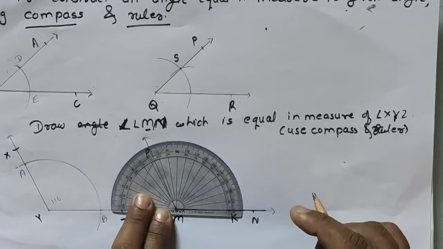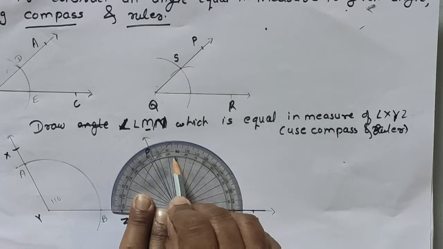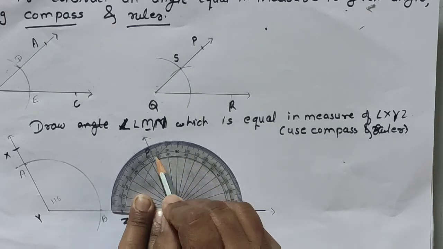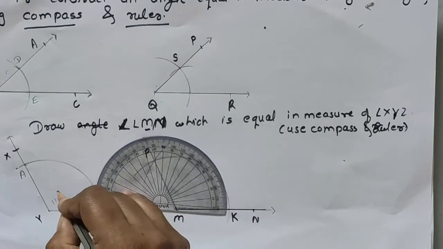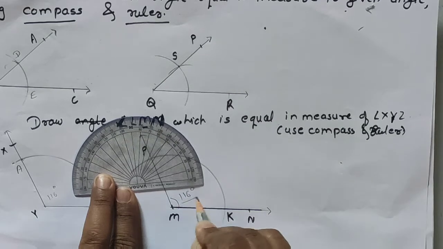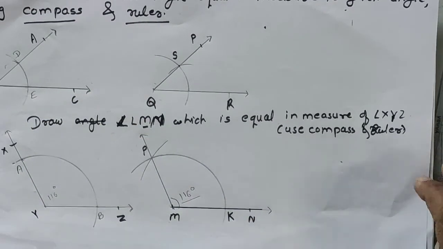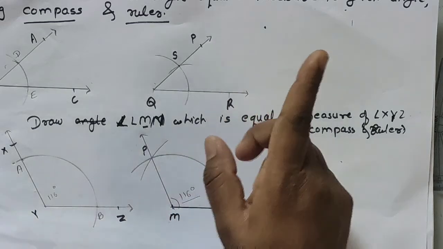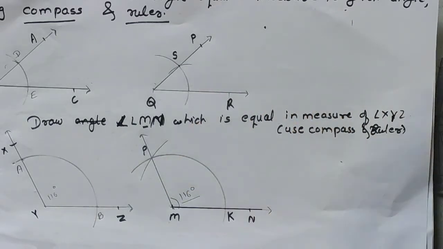Okay, now I will check the measure of my other angle, that is angle LMN. If I start from 0, you see these numbers, it is 100, 110, then here 5 lines, and the next is the 6th line, and its measure is also how much? 116 degrees. Okay, in this way you can draw an angle of equal measure to the given angle by using a compass and ruler.